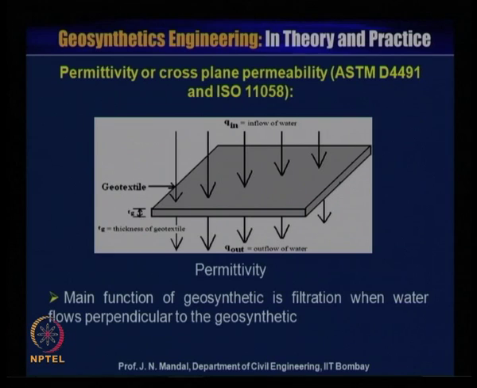So, here you can see that this is the geosynthetics material and water flows into the geotextile material and water out from the geotextile material. So, this is the flow Q in and this is the flow Q out, and this is the thickness of the geotextile material, Tg. When the water or liquid passes across the geosynthetic material, it is called permittivity.